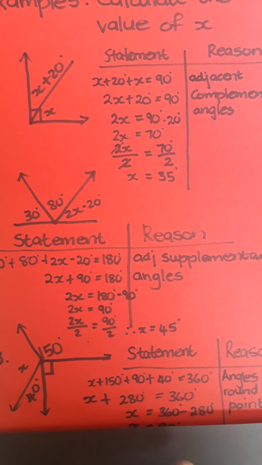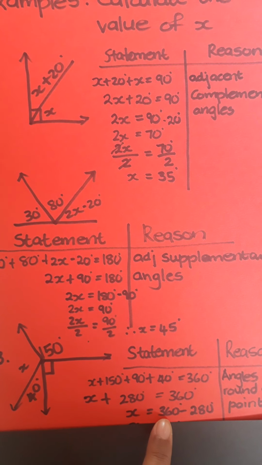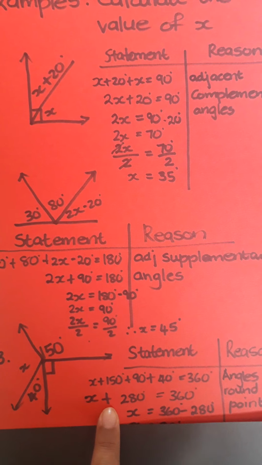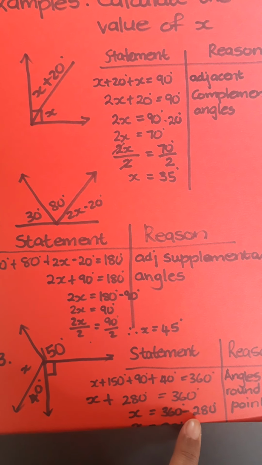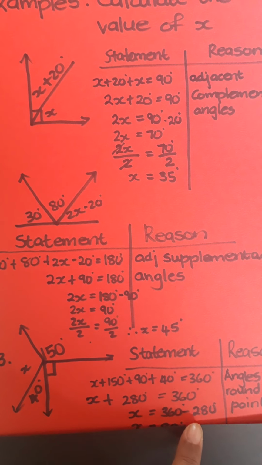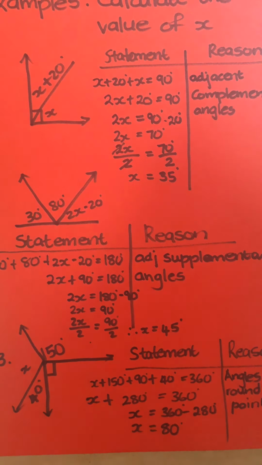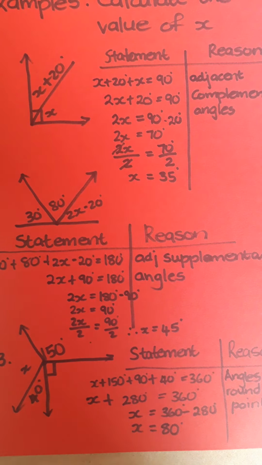Again, with the equations, we're separating the unknowns from the constants. My x, I'm leaving on the left-hand side, equals my 360, which is positive on the right-hand side, so it remains like that. But my positive 280, when I transpose it, becomes negative 280. Let's look at our final answer. X equals 360 minus 280, which gives me an answer of 80 degrees. That is my final answer.